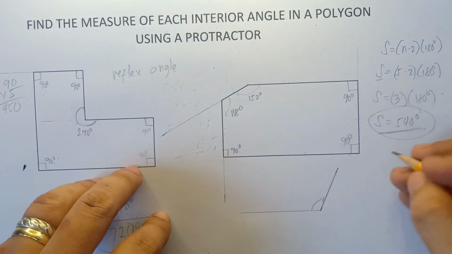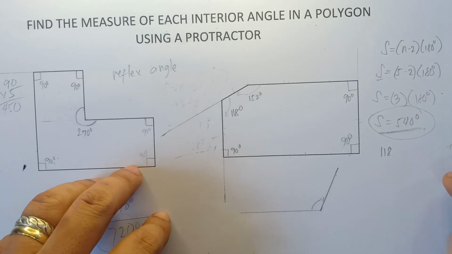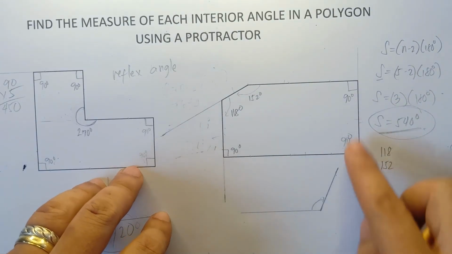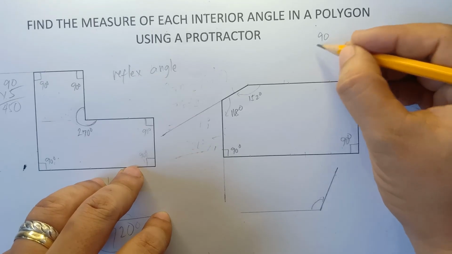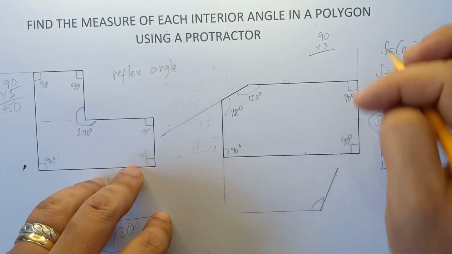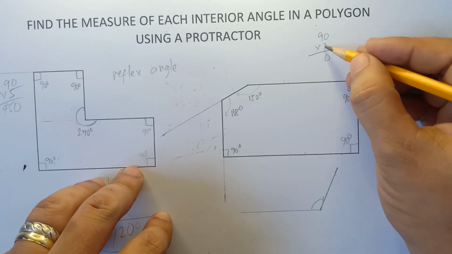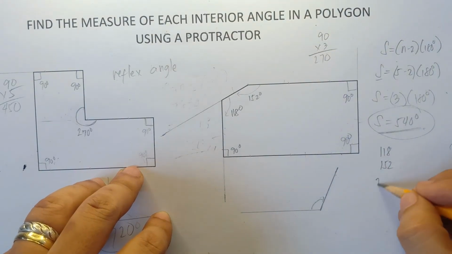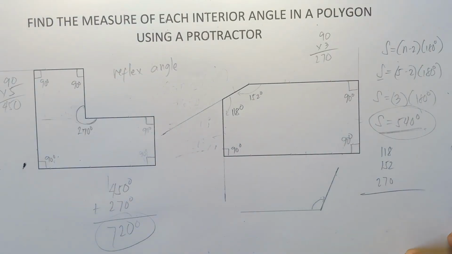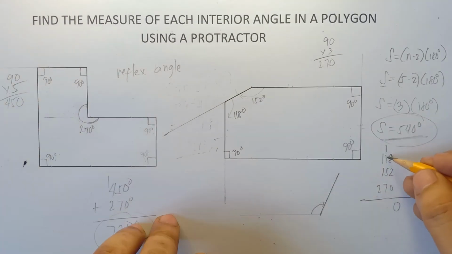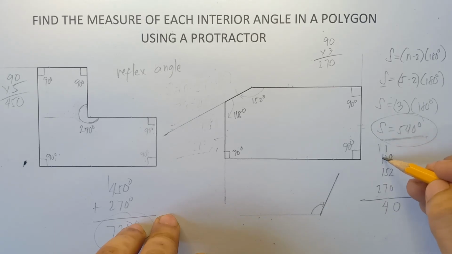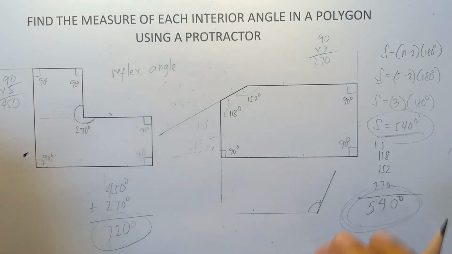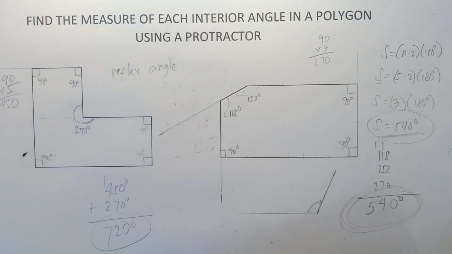If we get 540 degrees, so 118, and then 152, and then we have 3 90s, so 90 times 3. 3 times 0 is 0, 3 times 9 is 27. So this is 270. So let's double check if we get 540. 8 plus 2 is 10, 0, carry 1. So 1 plus 1 is 2, plus 5 is 7, plus 7 is 14, 4, carry 1. 1 plus 1 is 2, plus 1 is 3, plus 2 is 5. 540 degrees. So I actually measured this interior angle, class, once, but I do it slowly, step by step.